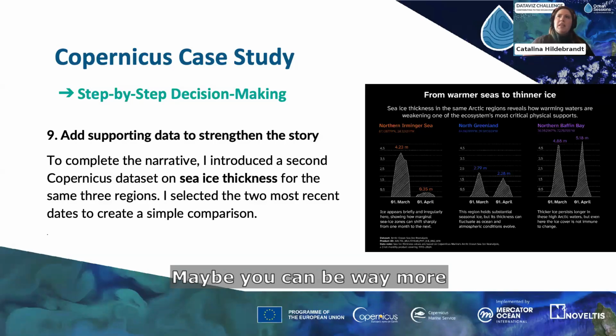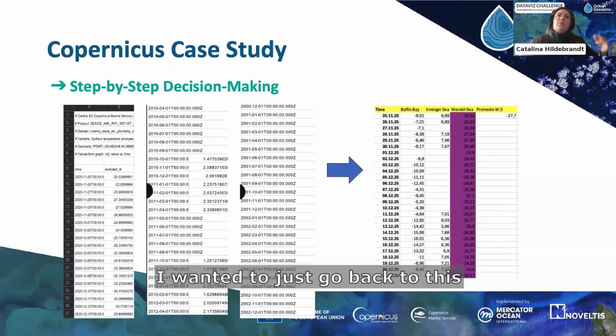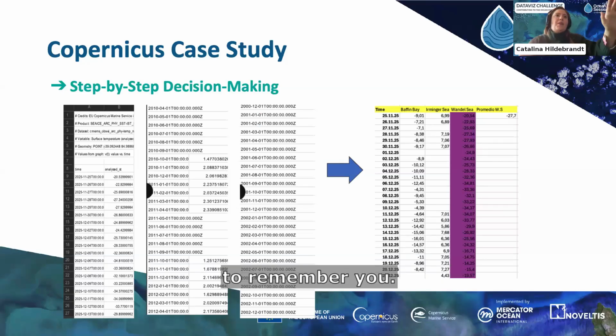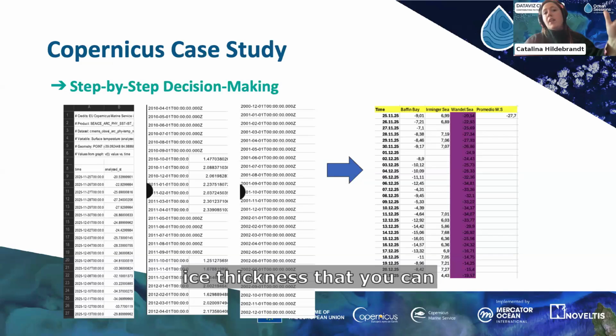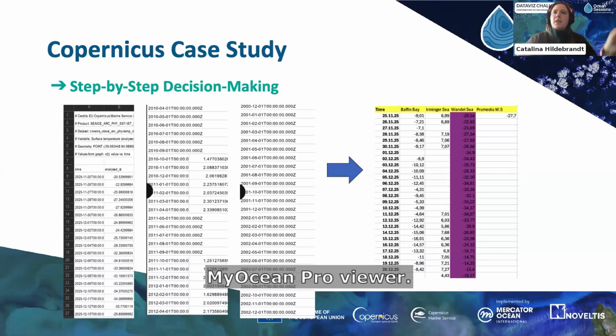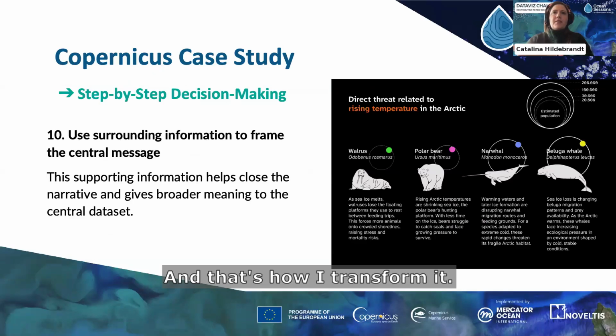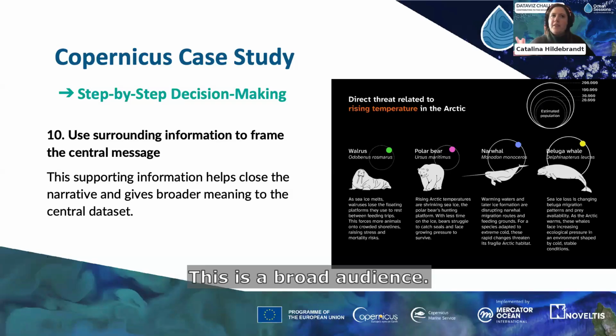Maybe you can be way more specific, but I like to tell a whole story. I wanted to just go back to this to remind you. This is what I had from the sea ice thickness that you can download from the Copernicus MyOcean Pro Viewer, and that's how I transformed it. And this is the last message that I like to give to the audience. This is a broad audience.